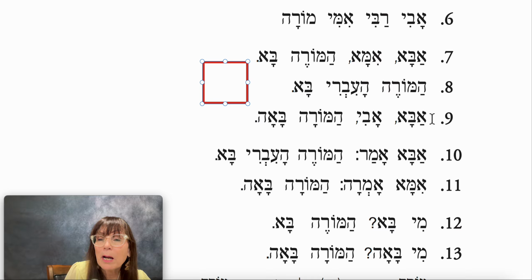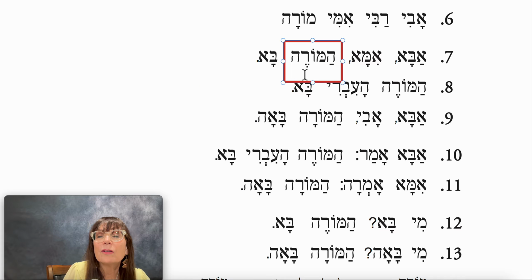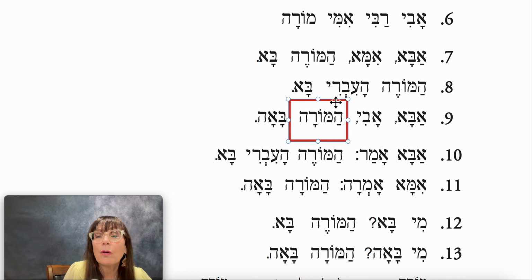Sentence 9 is Abba, Avi, Hamara, Ba'a. So we have dad, and then Avi is either my father, or it could be the name Avi, and Hamara. So before we had Hamore, now we have Hamara. So Hamara is a feminine teacher. You see with Hamore the vowel is the 3 dots, but here it's Hamara. So that is the difference between masculine, a male teacher, and feminine, a female teacher.